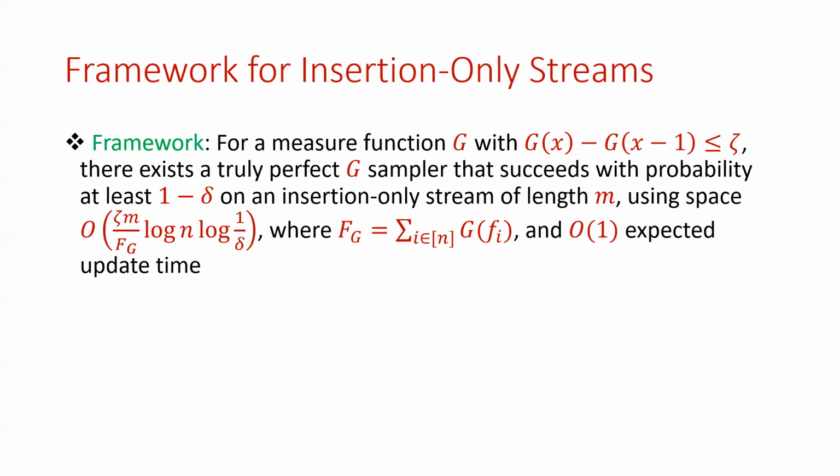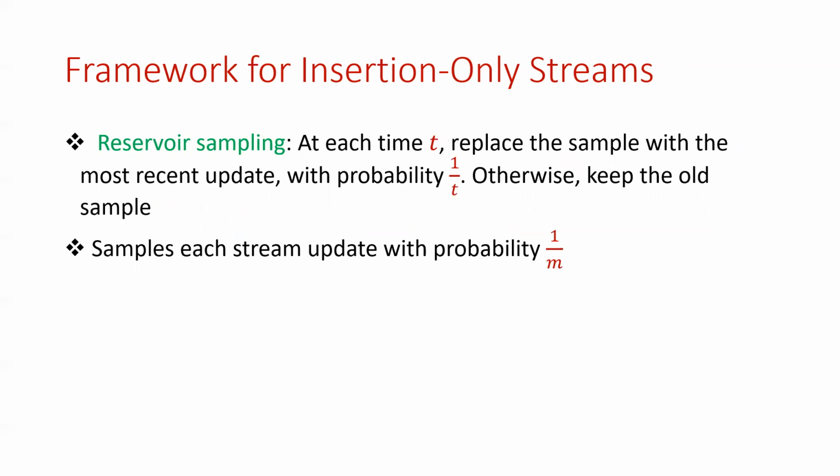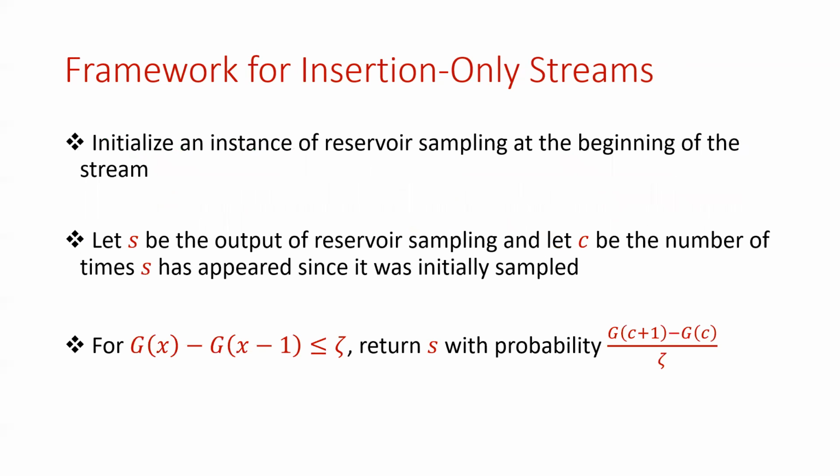So I'll first talk about our framework for insertion-only streams. And again, we give a framework that outputs a coordinate with probability proportional to g of the frequency of this coordinate, where g is some measure function. So the idea is as follows. We first recall that reservoir sampling samples each element of the stream with probability 1 over m. And here, I mean each update of the stream, not each element of the frequency vector. So each stream update on a stream of length m is sampled with probability 1 over m.